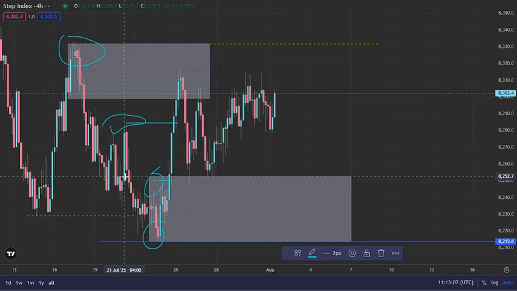Second, after a break of a structure, we expect a significant enough pullback so that we can mark our swing structure. So how do we know the pullback is happening? How do we know the pullback is enough? Is it a significant enough pullback? We'll continue.